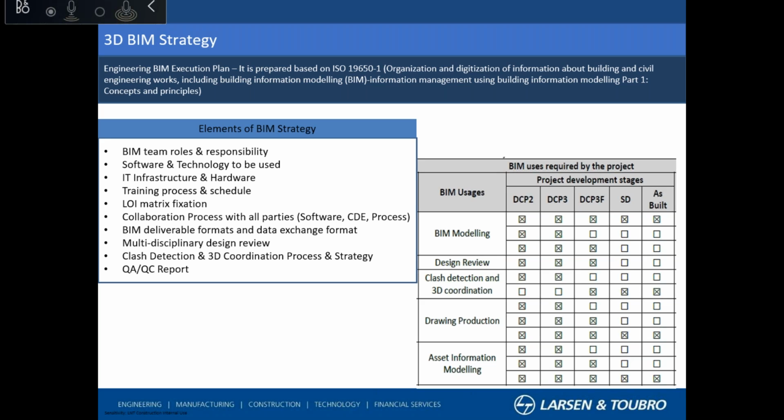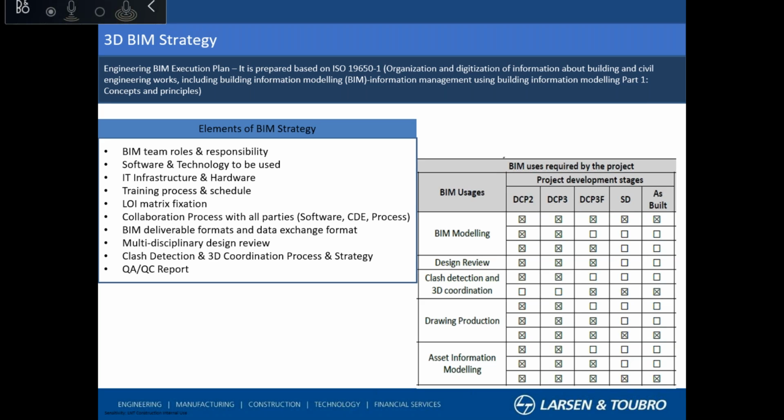For the entire engineering BIM implementation execution plan, what is the training required for individual team members? That is also defined in this document. LOI matrix, that is level of information. How much information my 3D model will be rich with is also predefined here. So LOD 100, 200, 300, 350 or 400. How much information of each component of a structure we can provide is mentioned here.